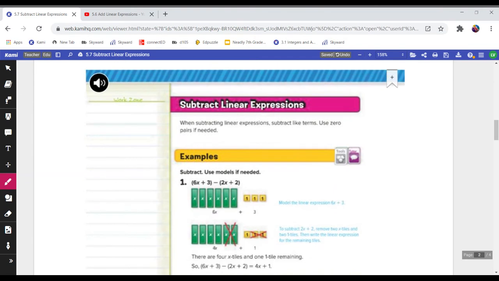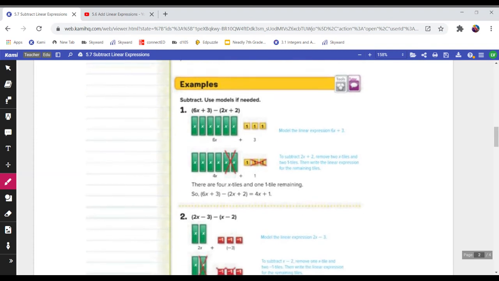All right, so subtract linear expressions. When subtracting linear expressions, subtract like terms. So use zero pairs if needed. So we have example 1 where it says subtract, use models if needed. 6x plus 3 minus the quantity 2x plus 2. So we have 6x plus 3 displayed at the top. And then we are taking away 2x plus 2. So for that, we are taking away 2 x's and we're taking away 2 1's. So that leaves us with 4x plus 1 as our final answer.